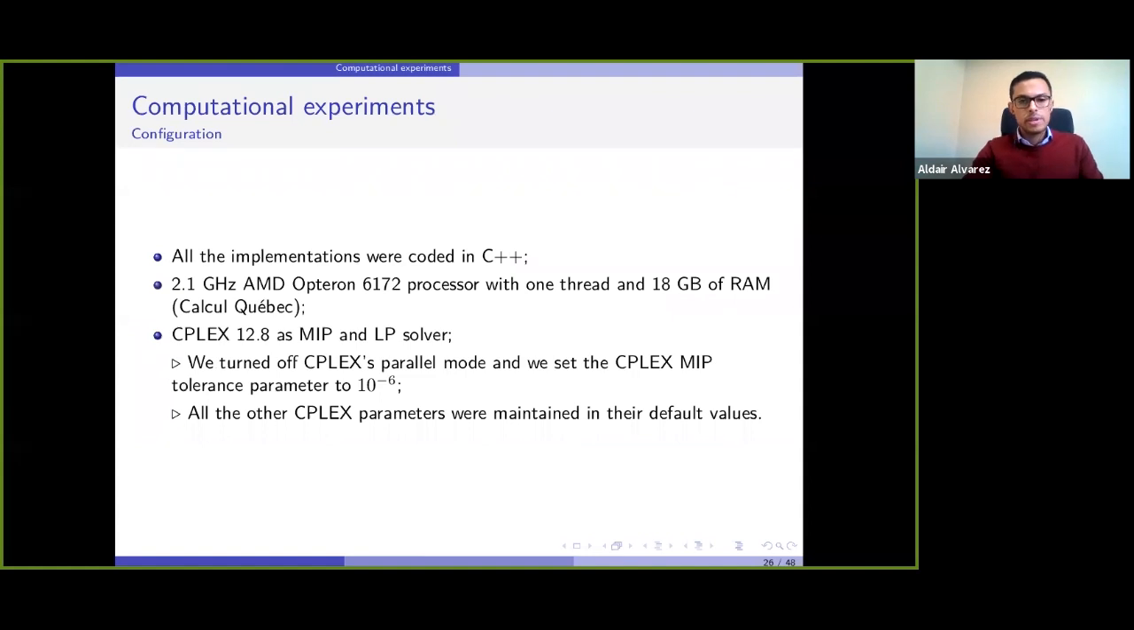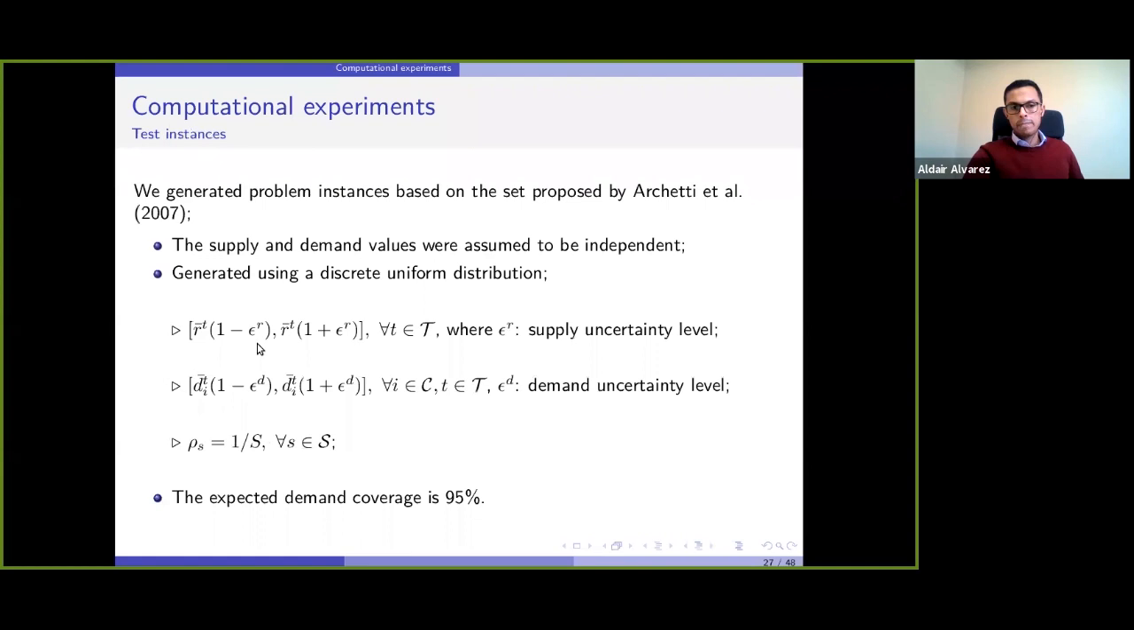Now, some computational experiments. This is the configuration of the experiments to highlight. We implement in C++. We solve on the Calcul Quebec Compute Canada servers using Cplex 12.8 as the solver. For the instances, we use the benchmark set of Archetti 2007, which is a classical benchmark set for the inventory routing problem. We made a series of adjustments to make the instances less loose, because they can have big supply values and big capacities. So to make it more realistic for our case.